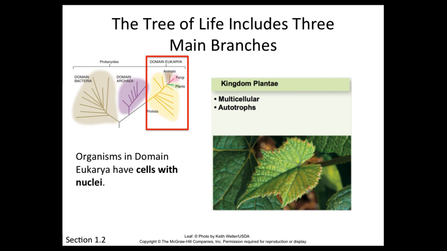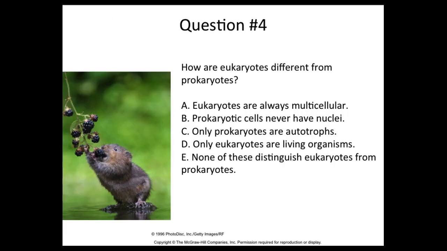The plants are the next kingdom. They are all multicellular, and most of them are autotrophs, meaning they make their own food. The only exception would be if the plant is parasitic, and then it steals nutrients from a plant that makes its own food.